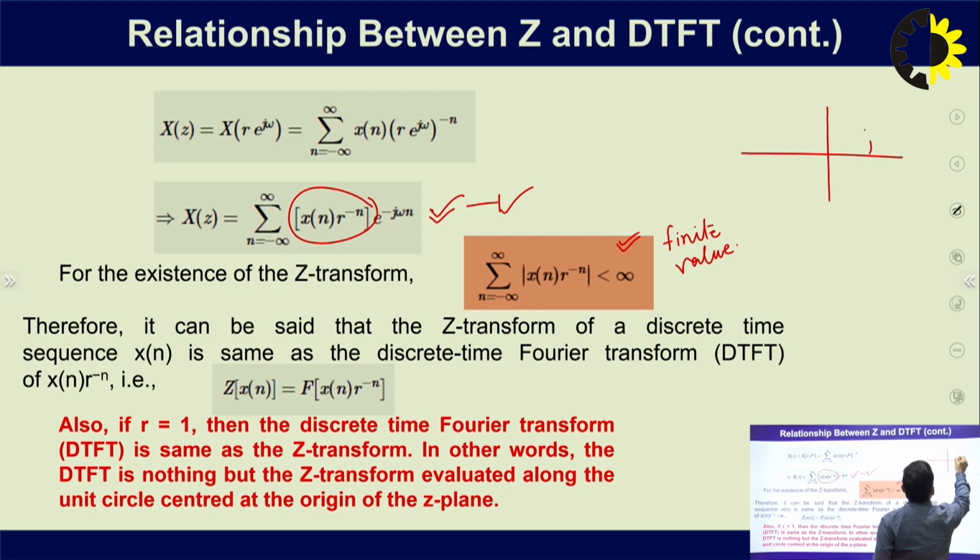Means, this is r and r equals to 1. So it basically denotes the unit circle centered about the origin. So this is a relationship between the DTFT, discrete time Fourier transform, and Z transform. So basically Z transform is a more generalized form of representation, whereas DTFT is a special case of Z transform evaluated on this particular mod z equal to 1 or r equal to 1.